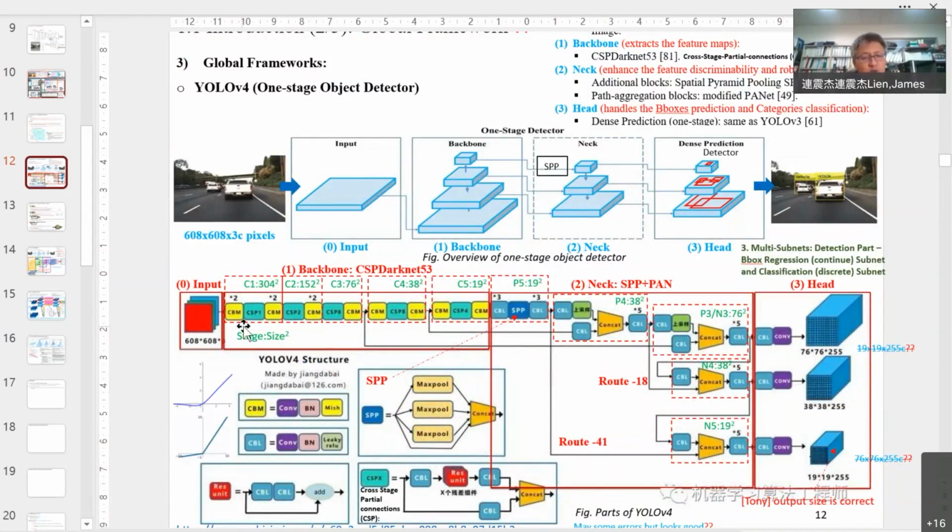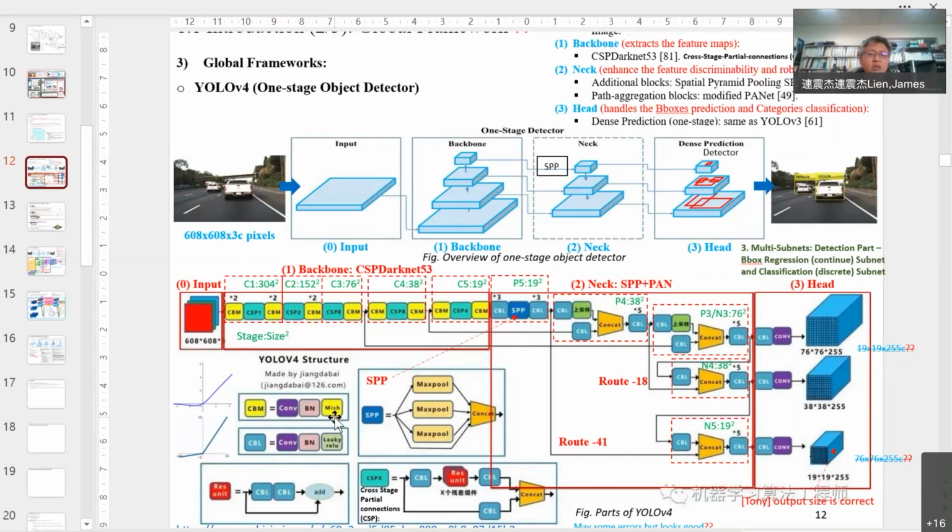For each convolution, for downsampling, we have a CBM, we have CSP, we have a CBM. So what's the CBM? What's the CSP? Okay, CBM is the same as before: a convolution, batch normalization, and ReLU. But here, they don't use ReLU. They use Mish.